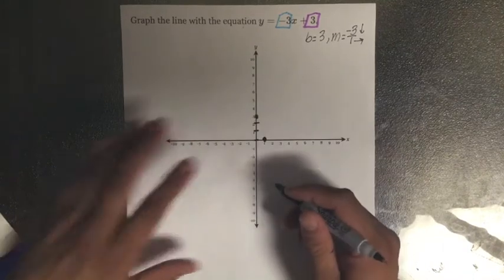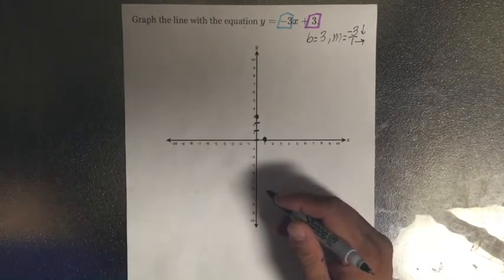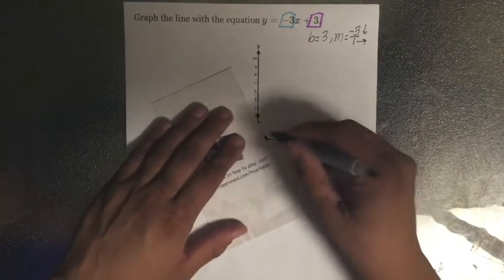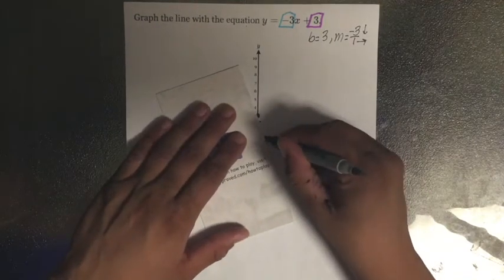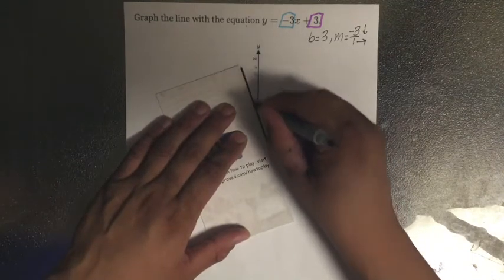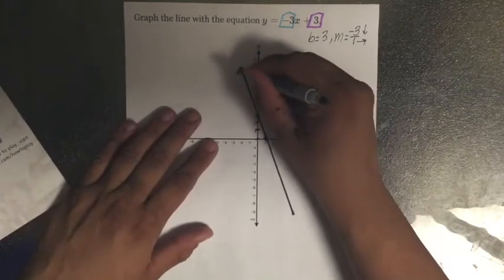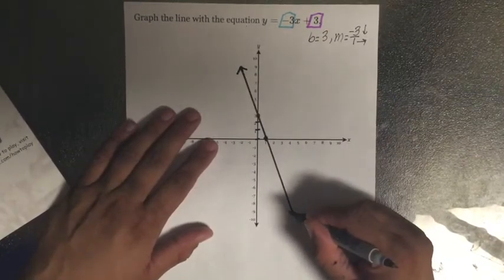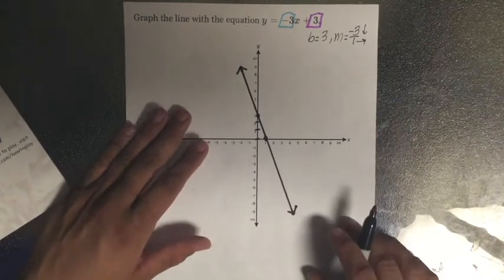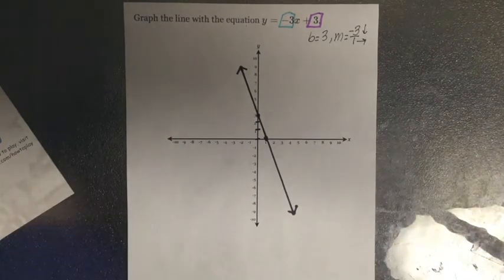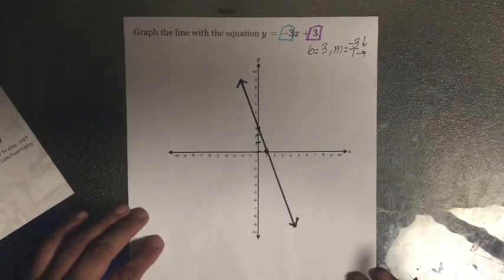That's where my second point is. And then again, I take my straight edge and line up my points. I go all the way down like this. Don't forget my arrows. And there you go. That's how I graph my line. And that's what that's going to look like on Delta Math.